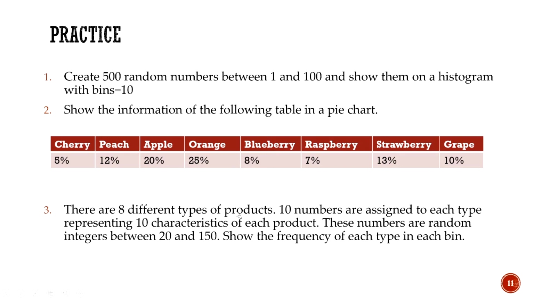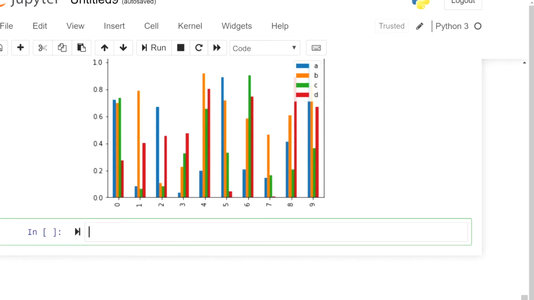There are 8 different types of products. 10 numbers are assigned to each type, representing 10 characteristics of each product. These numbers are random integers between 20 and 150, show the frequency of each type in each bin. Now, that's the part that we should decide. Do we want to visualize each characteristic or to compare products based on different characteristics? So at this point, I encourage you to pause the video, try to create these plots, and then compare your results with mine.